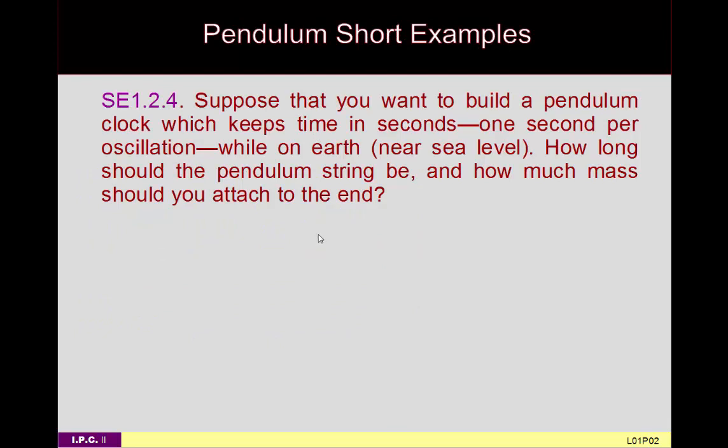Let's do a few short examples just to put some numbers to all of this. Suppose that you're going to build a clock. You're going to use a pendulum. You want 1 second per oscillation while on the Earth near sea level. So the question is, how long do you need to make the pendulum be, and how much mass would you want to attach to the end of it?